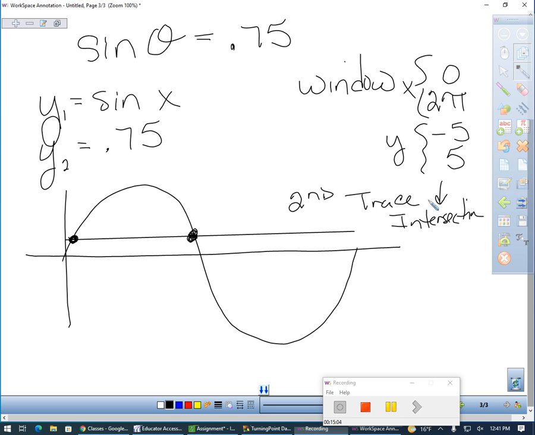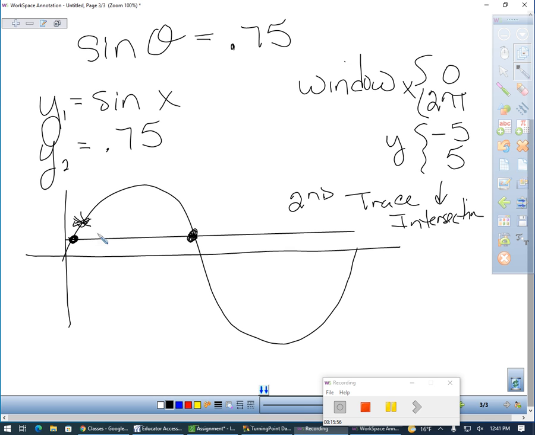Okay. So then you go second and trace down to intersect. And then hit enter. You'll see that your cursor is flashing, and underneath it says first curve. You want to make sure that it should be on your sine curve somewhere. You want to move it to the left so it's kind of close to where the intersection point is. Okay? Then you hit enter.